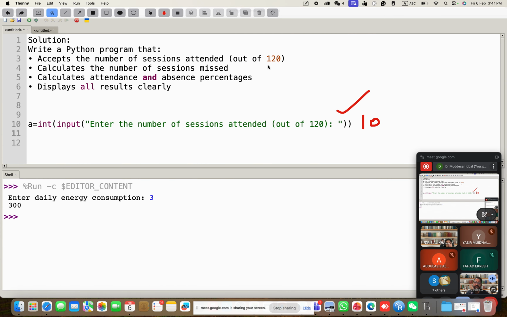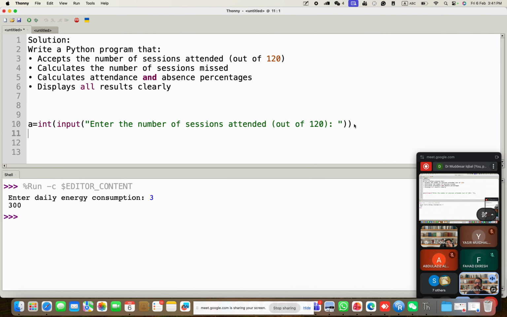Perfect. So that's what you did, isn't it? That's what you have to do. So how did you calculate the same thing you need to do here? B is the number of sessions you missed, which is 120 minus A. And that will give you the number of sessions you missed, right? Yes. Okay, so now B carries the number of sessions you missed because you subtract it from 120. So the number of sessions you attended is A and the number of sessions missed is B. Why? Because you subtract attended from 120, the total. 120 minus attended is the missed one.